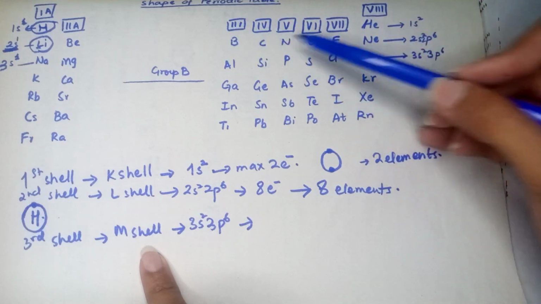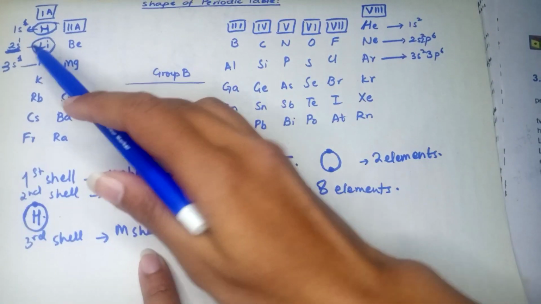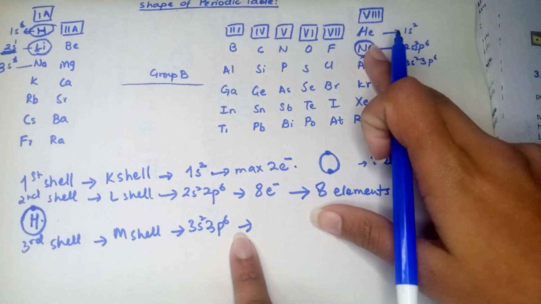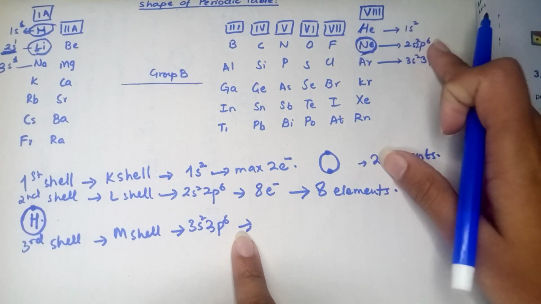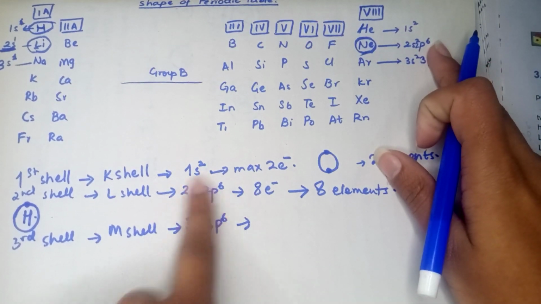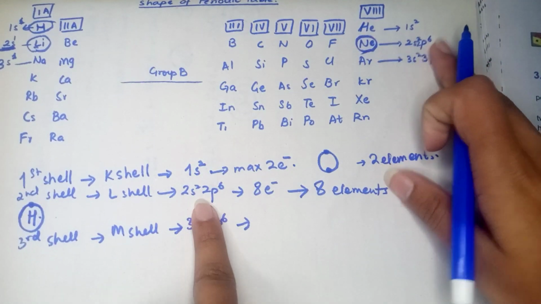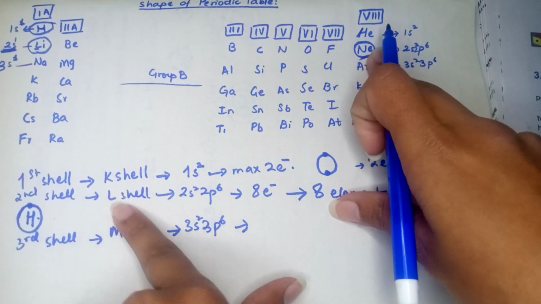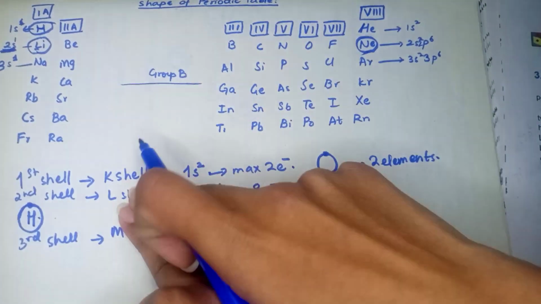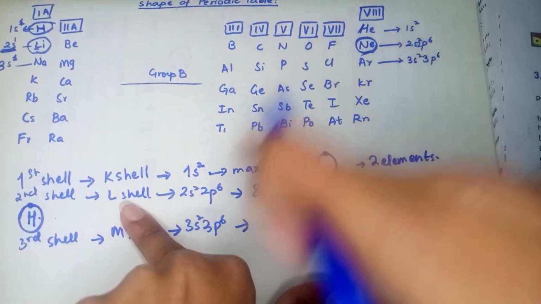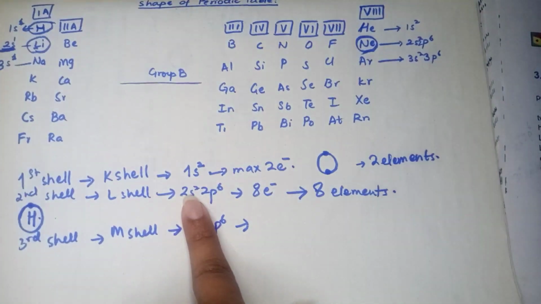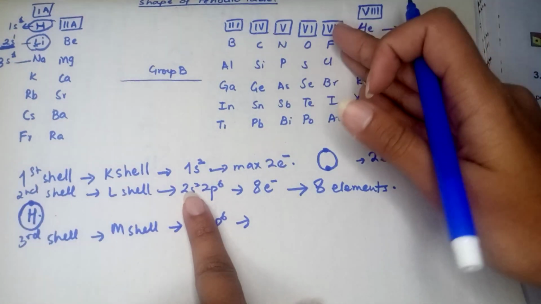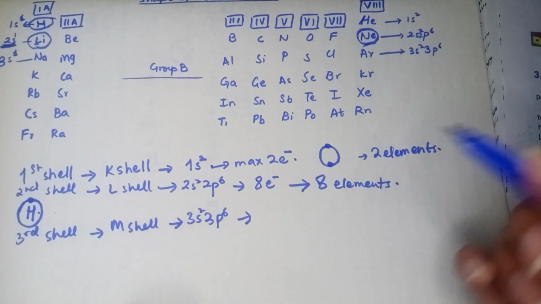Okay, and similarly it goes on, and then this second shell ends at neon. So neon would have the electronic configuration 2s2 2p6. It means that this neon would have the maximum electrons the L shell can accommodate. That is why the L shell would end at neon. As you know, it cannot accommodate more than 8 electrons, that is why the L shell would end at neon.